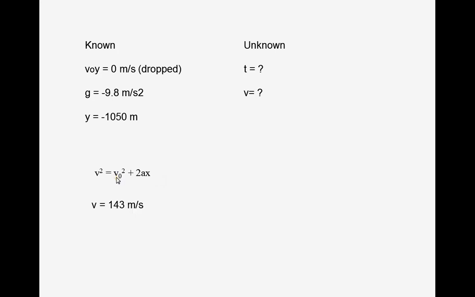Actually, that's not exactly true, right? If we do the square root of 2 times negative 9.8 times negative 1,050, take the square root of that number, the answer isn't really 143. That's what it shows me on my calculator. But the real answer is plus or minus 143. So it's up to me as the physics student to say, oh, you know what? That thing was moving down. That's negative 143 meters per second. That's the thing that makes sense physically, is that it was actually traveling down at 143 meters per second.